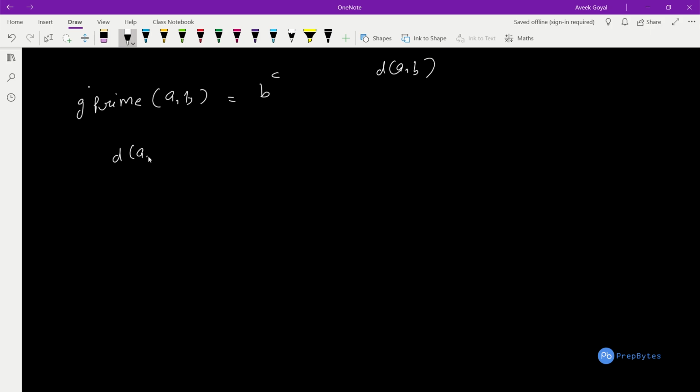So d of a comma b will simply become log to the base b of g prime of a comma b. I hope you remember the logarithmic properties. I just took the log on both sides, c comes below, so that means d of a comma b comes below. Let me just show you. So log to the base b of g prime equals log to the base b of b to the power of c.